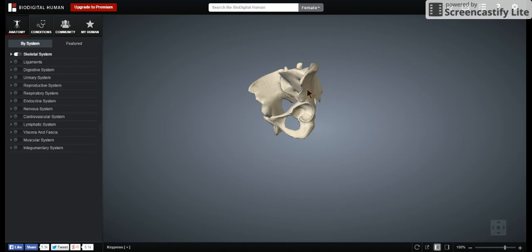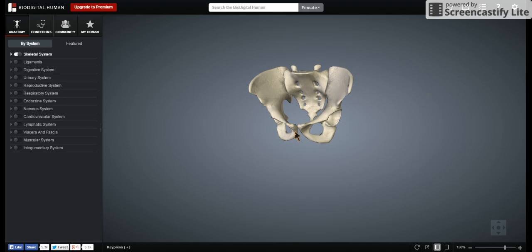I'm going to talk about the ilium as being the superior portion. They meet at the acetabulum. Inferior to the acetabulum, you have the ischium. The ischium goes down here, and it's the ramus of the ischium. The ramus of the ischium is inferior to the obturator foramen.